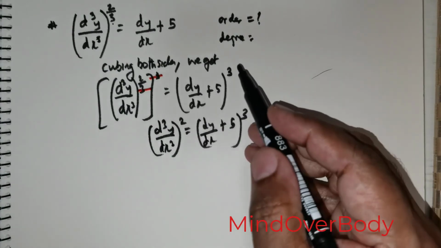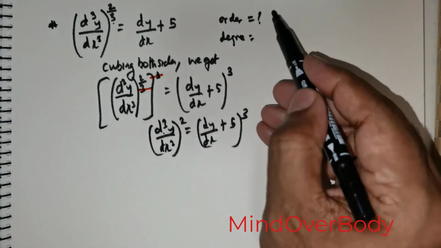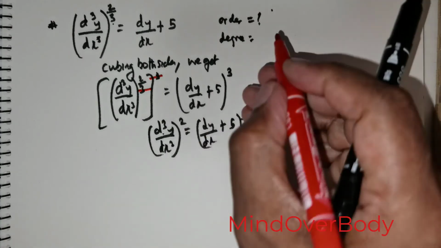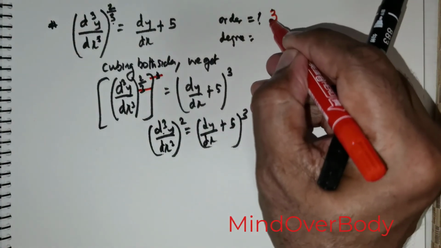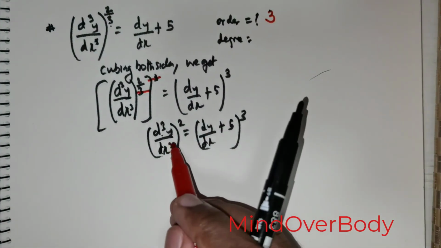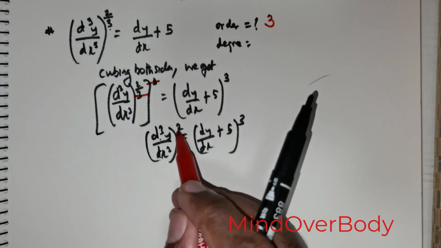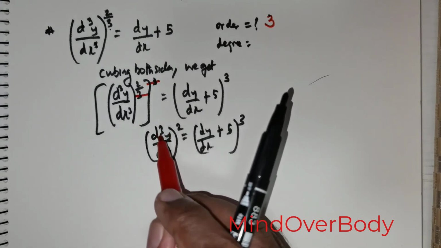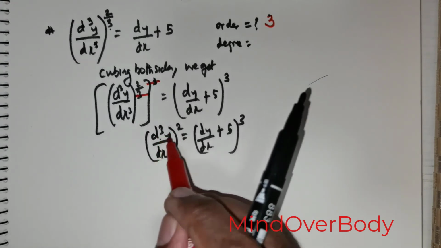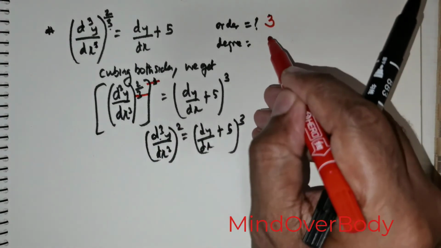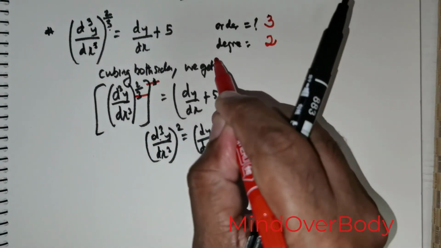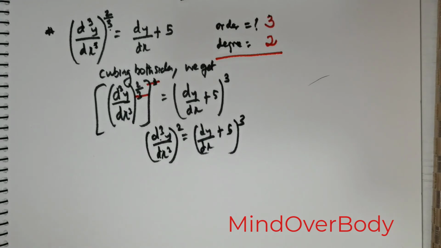Now from here clearly I can see that the order is 3. I can write that, and then the degree is nothing but the power that the highest differential has. So in this case the power is 2. So that completes the solution for this question.